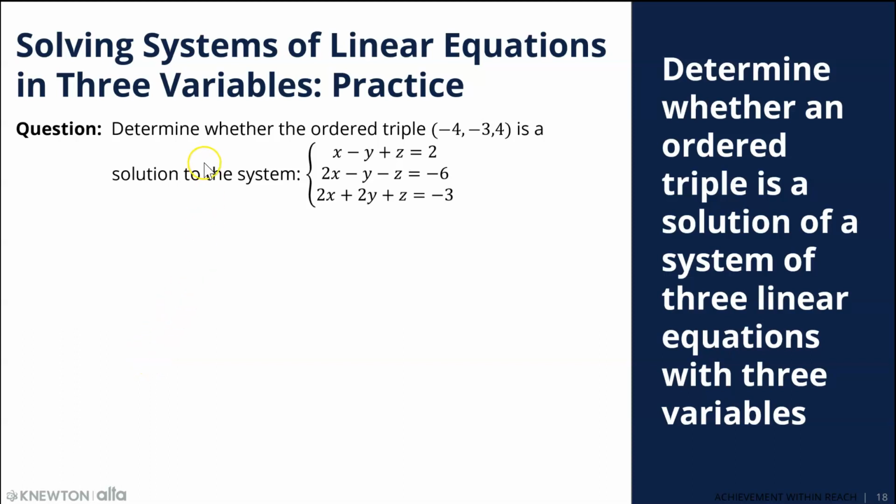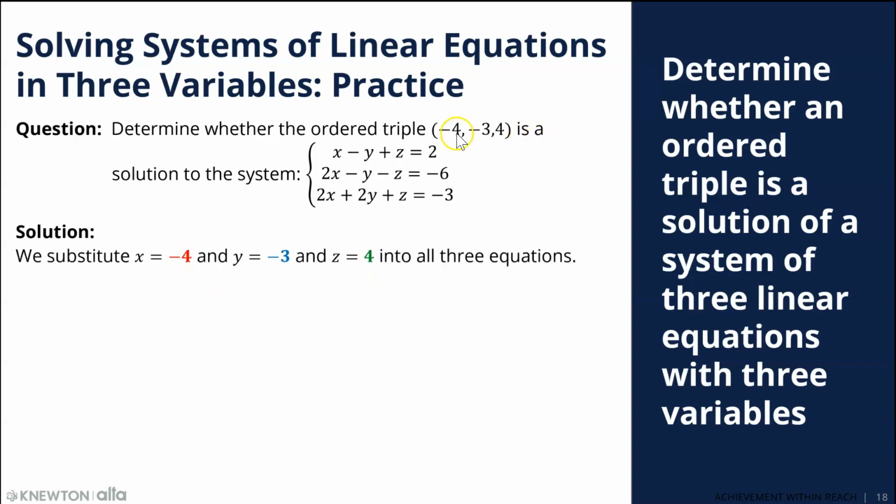Another example. Determine whether this ordered triple is a solution to the system. To verify this, we will need to substitute each of the values here for x, y, and z in the system. In this case, x is equal to -4, y is equal to -3, and z is equal to 4. And we will plug in these values into each of the equations in the system.